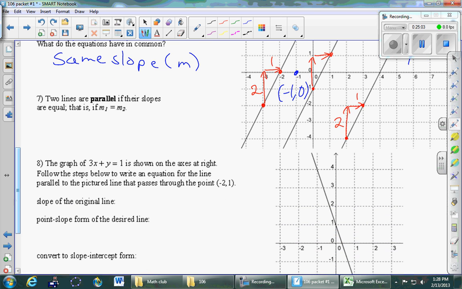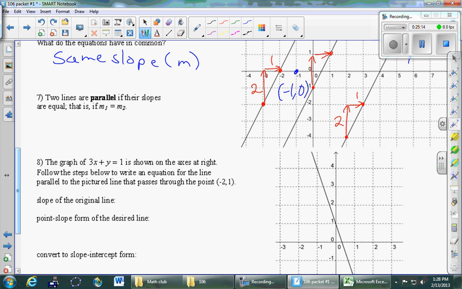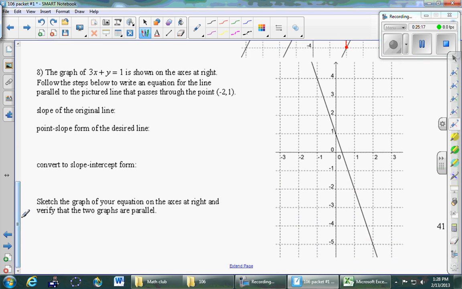We'll go to number 8, and can we go to Evan? The graph of 3x plus y equals 1 is shown on the axes. Follow the steps below to find the equation of the parallel line. All right, so I'm giving you the graph, and I'm giving you the equation, and then I'm asking you to find something. I want an equation for the line that's parallel to this one and passes through the point (-2, 1). Now, I can draw this line much more easily than finding the equation, which is what we're about to do. But let's just draw the line.